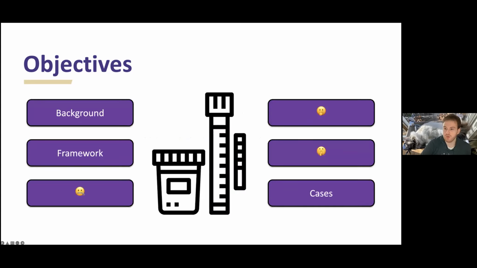In order to go through this, here's the layout of our presentation. I've blotted out some of the other parts because I don't want to give away our framework too quickly. So let's start with some background.